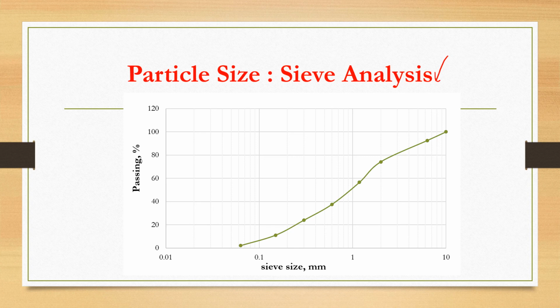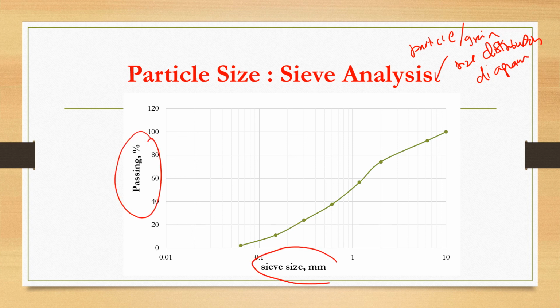This graph, we call it the particle or grain size distribution diagram. Your y-axis is percentage passing and your x-axis is sieve size. Remember last time, if you look at sieve number 10, percentage passing is 100%, so you have 100 here. Then at 6.3 mm, if I'm not mistaken, about 93%. So where's the 6.3?